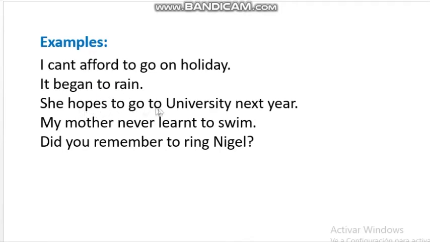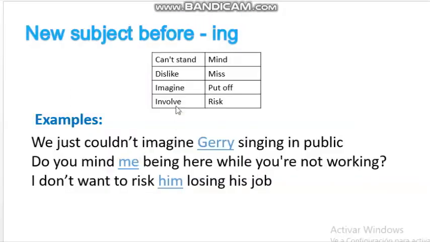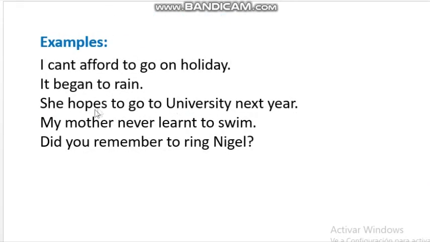She hopes to go to university next year. So we have hope, as you can see here. After hope, the verb goes with to infinitive. My mother never learned to swim. So we have learn. So to swim is the to infinitive. Did you remember to ring Nigel? After remember, we have to ring.